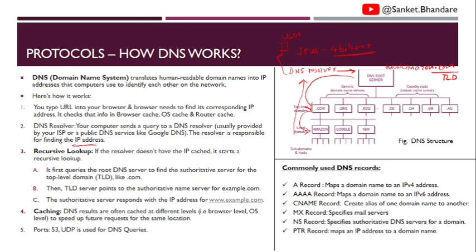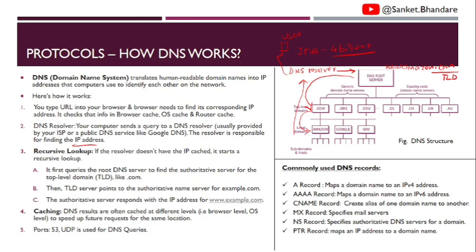Now let's see the commonly used DNS records. As a DevOps engineer, you will interact with these records when you are dealing with DNS servers. So the first is the A record, which maps a domain name to an IPv4 address. The second is the AAAA record, which maps a domain name to an IPv6 address. The third is the CNAME record, which creates an alias of one domain to another. The fourth is the MX record, which specifies mail servers. The fifth is the NS record, which is a name server record, which specifies authoritative DNS servers for a domain.